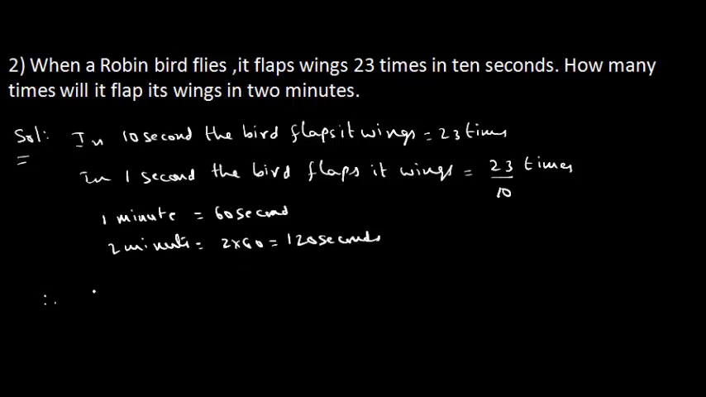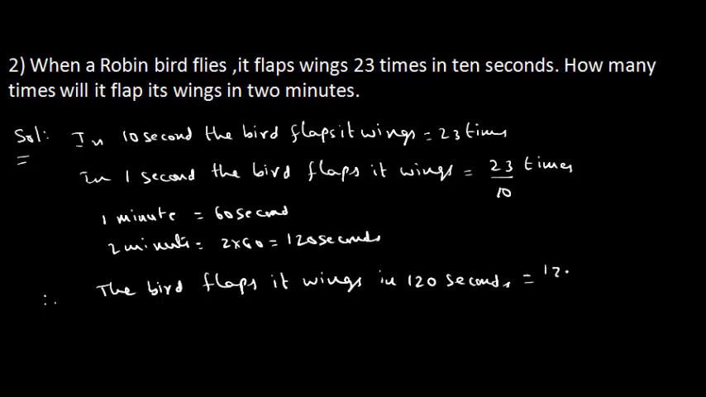So the bird flaps its wings in 120 seconds equal to 120 into 23 by 10. 10 divides 120 in 12 times. 12 3s are 36, 12 2s are 24, 24 plus 3 is 27. 276 times.